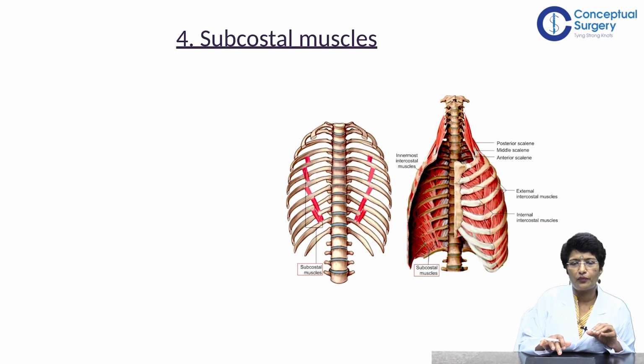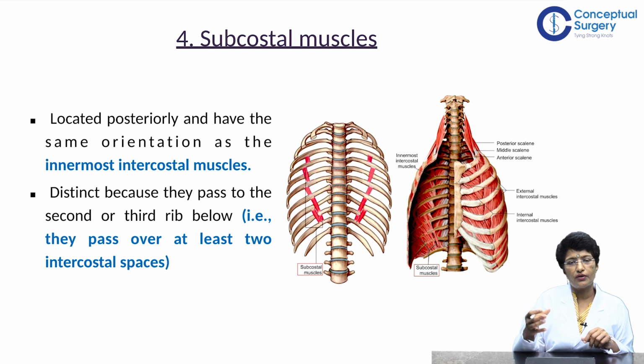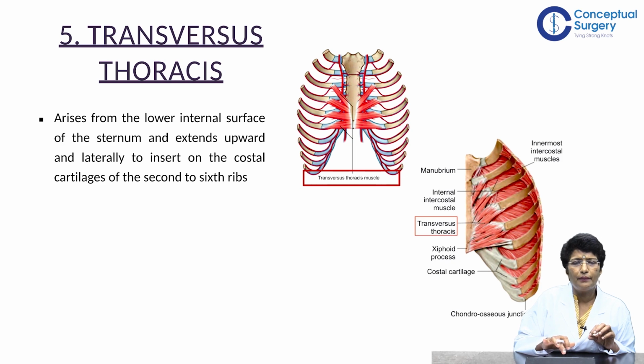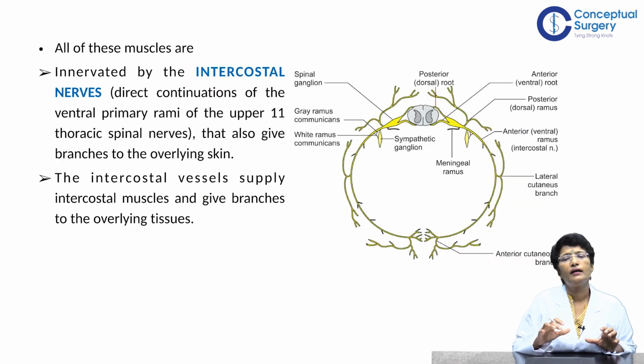And then you have the subcostal muscle. The subcostal muscle is interesting in the sense that it tends to skip the ribs, so they pass to the second or third rib directly below it. These have the same orientation as the innermost intercostal muscle. And then there is transversus thoracis. This is just to complete the skeletal framework of the chest wall.